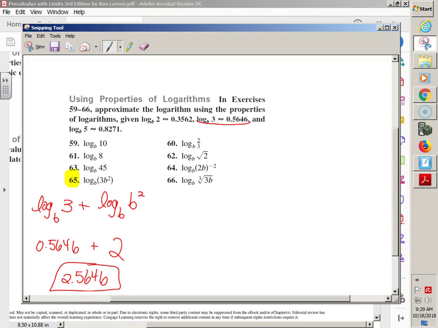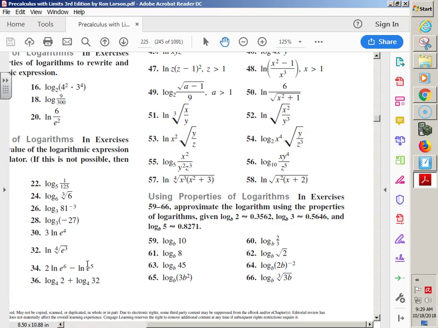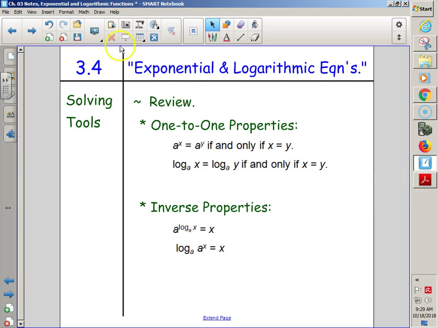Okay, anything else? Going once. Going twice. All right, your goal tonight is to finish this homework by 7 a.m. tomorrow and get it posted in. Let's go ahead and start section 3.4.